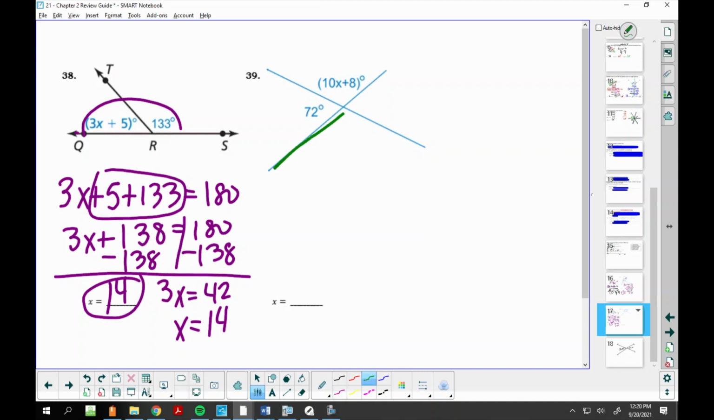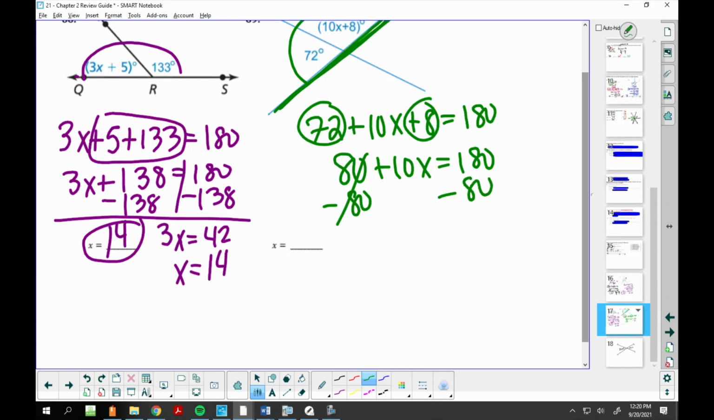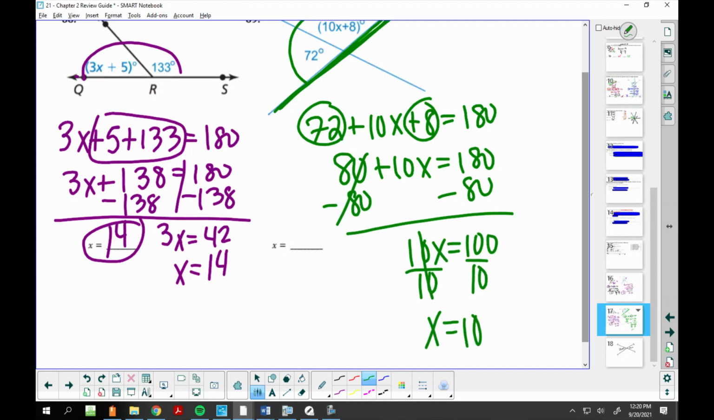So again, we have a straight line. So how many degrees are in a straight line? 180. Yep. So 72 plus 10x plus 8 equals 180. Then from here, it's just algebra. A lot of algebra skills. So 72 plus 8 is 80. Move your constants over to the right side, so subtract 80 from both sides. So you get 10x equals 100. Divide both sides by 10. And x equals 10.